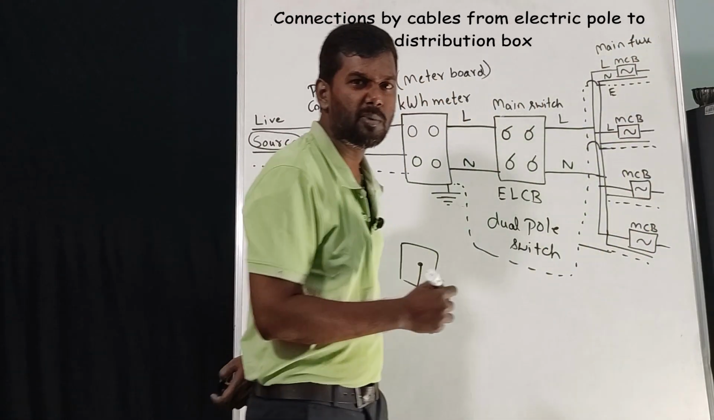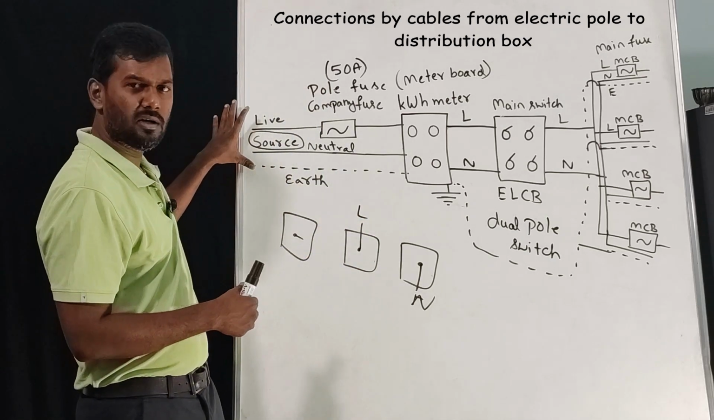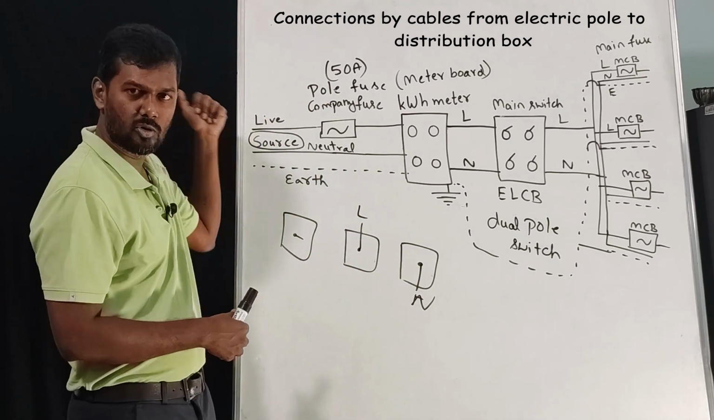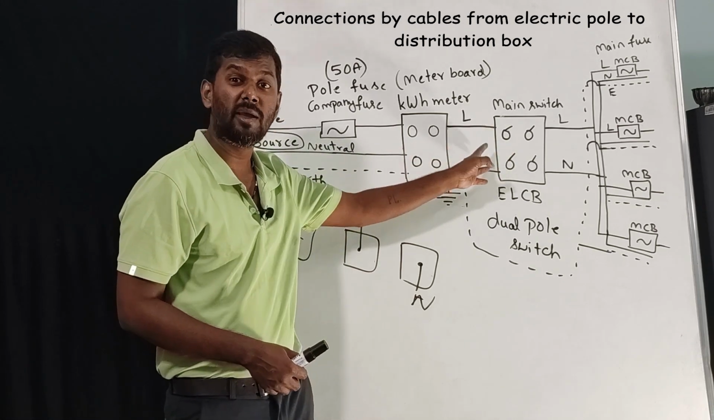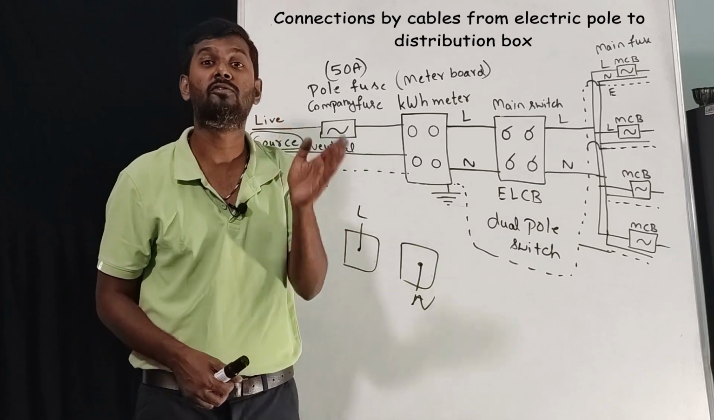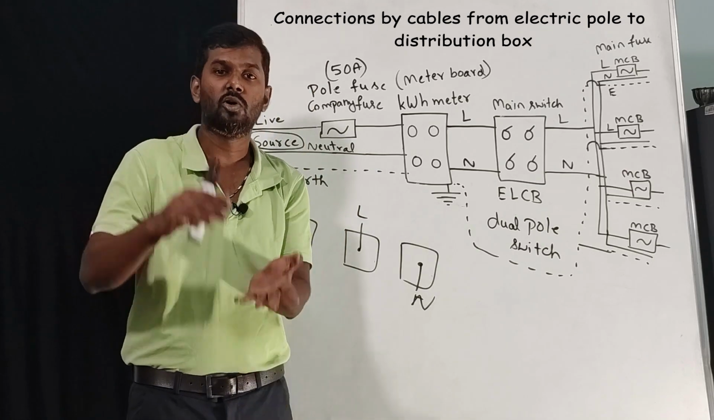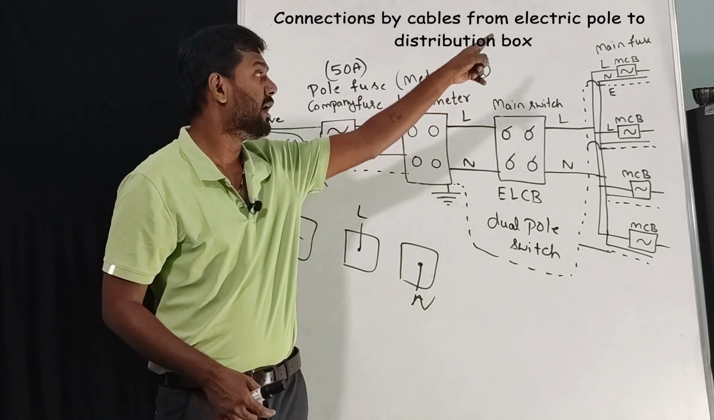Okay, why are MCBs required? Main fuse is required. Listen, we know we are getting the electrical energy from the source till the meter board, from the meter board to the main switch, from the main switch to the MCBs. All the MCBs represent different houses in the same building. So each different house in the same building will have its own MCB.